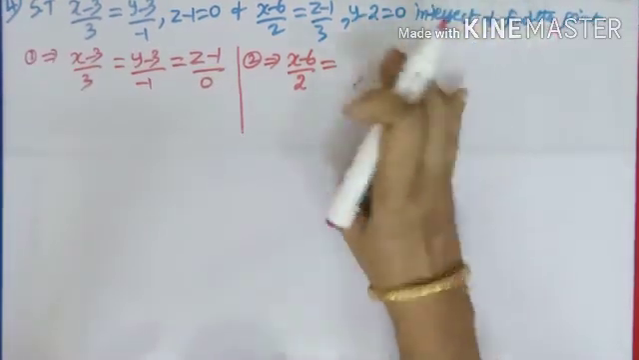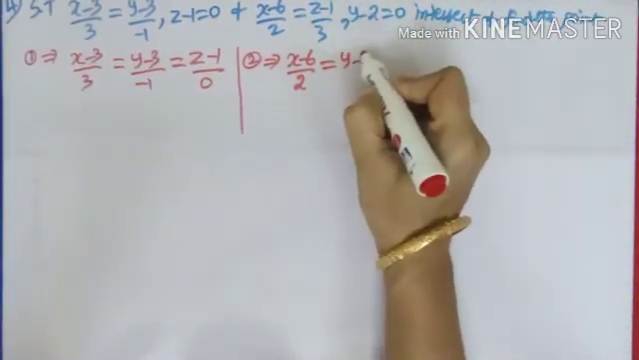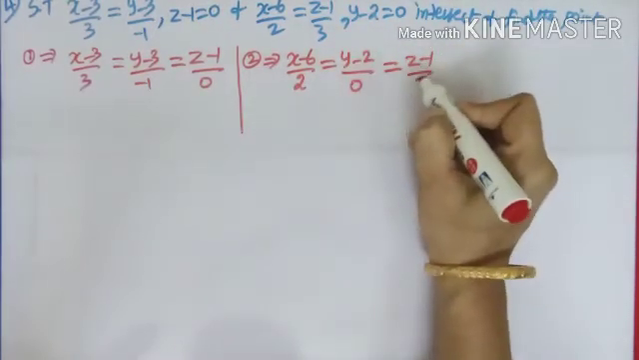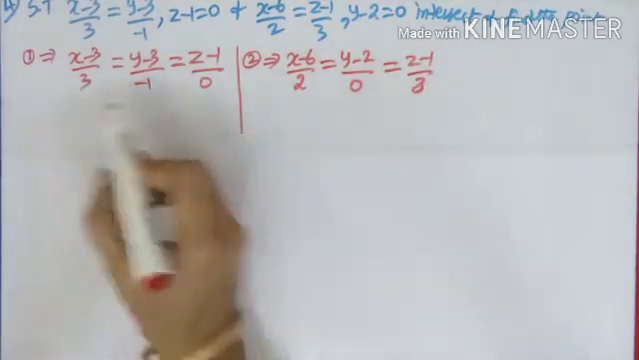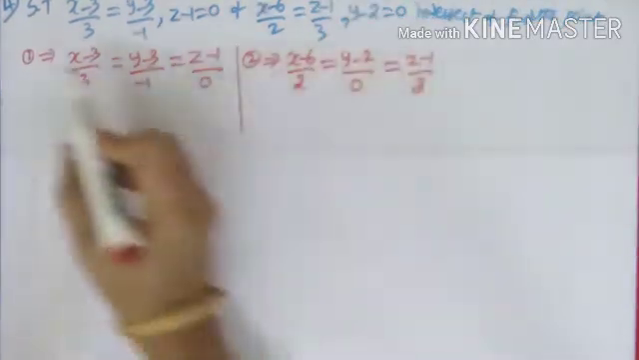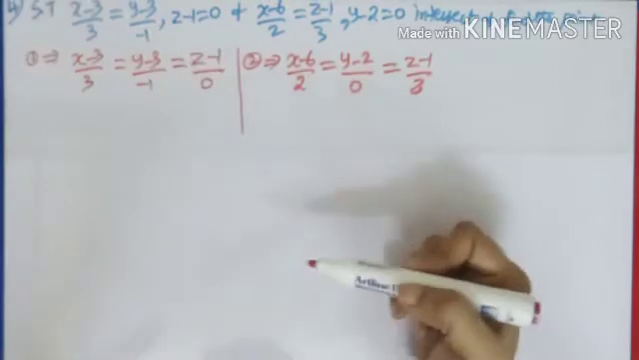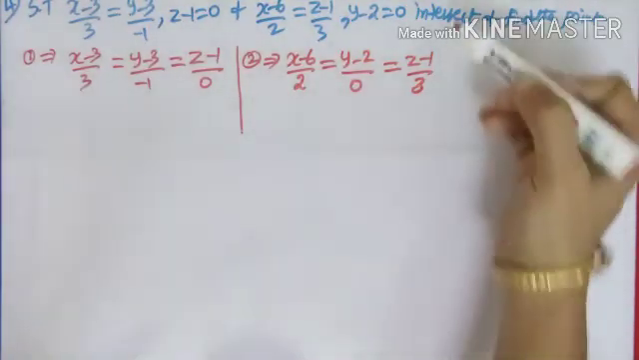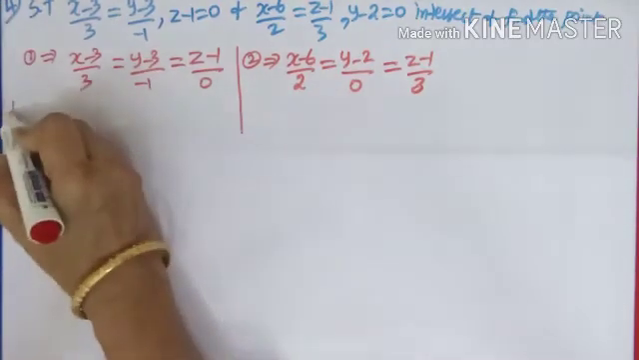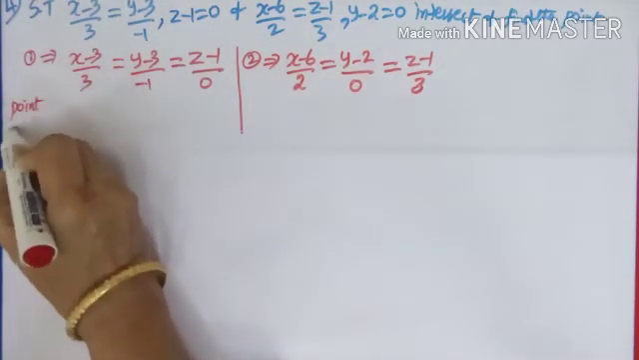Even before that, there is y. (y minus 2)/0 equals (z minus 1)/3. So this is the proper reframing of the lines. x, y, z should be positive before I proceed. Now they have given they intersect. So we need to find what is the point and what is the direction.